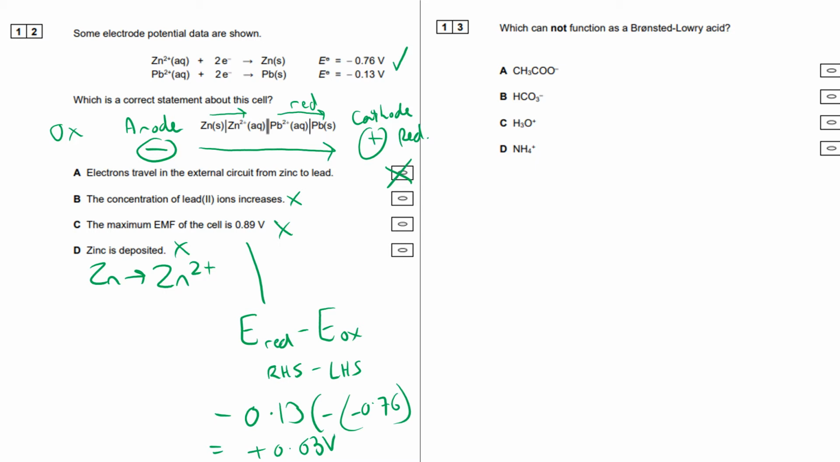Question number 13, which cannot function as a Bronsted-Lowry acid. So remember, Bronsted-Lowry acid is a proton donor. So which one is unable to donate protons? The answer is A, which I'll explain in a second. B, you've got the hydrogen carbonate ion. Well, you should know that you can also have the carbonate ion. So that is able to donate a proton.